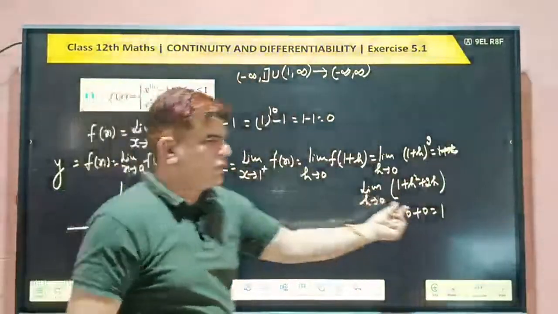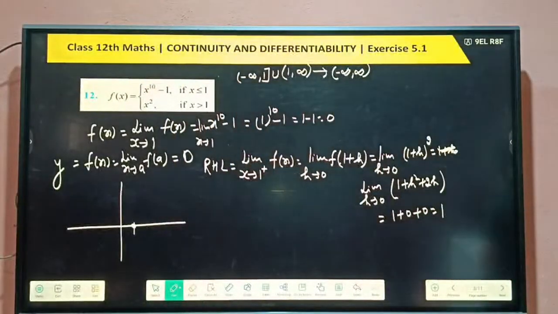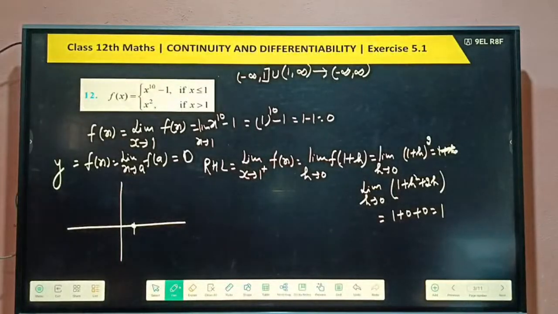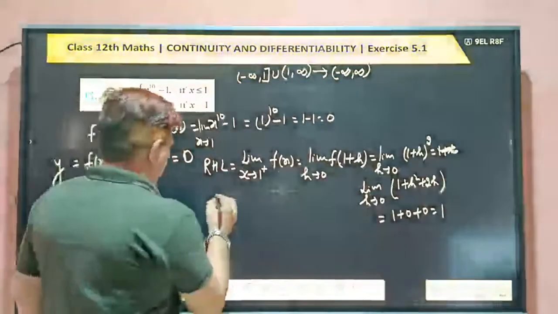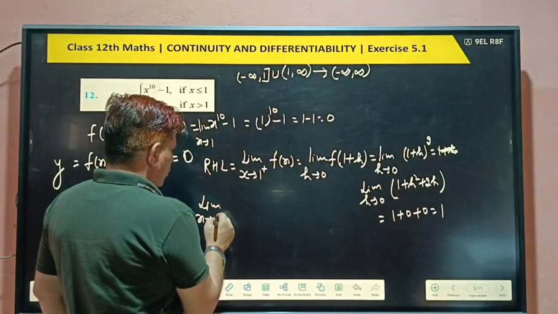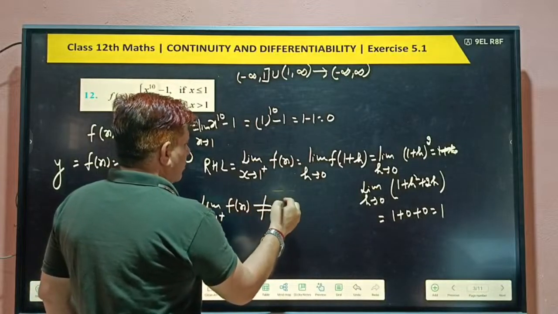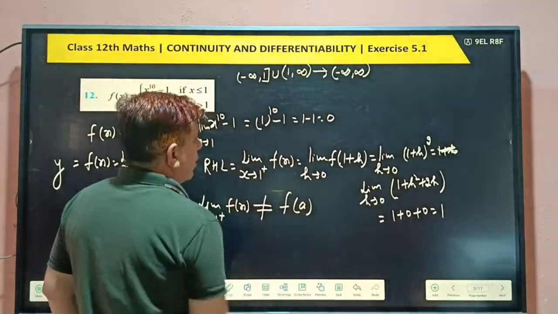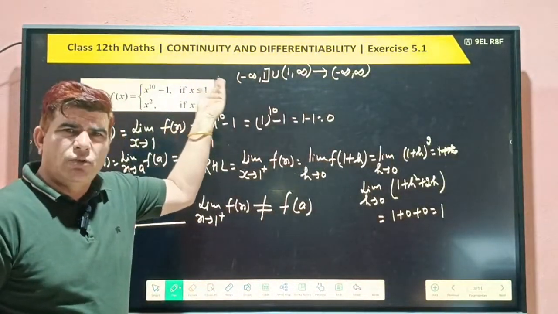So is 0 equal to 1? No. So the function is not continuous. At where? At x equal to 1. So limit x tends to 1 plus of f(x) is not equal to f(a). So in this way, we do not need to find this out, beta. We can save time in this way.